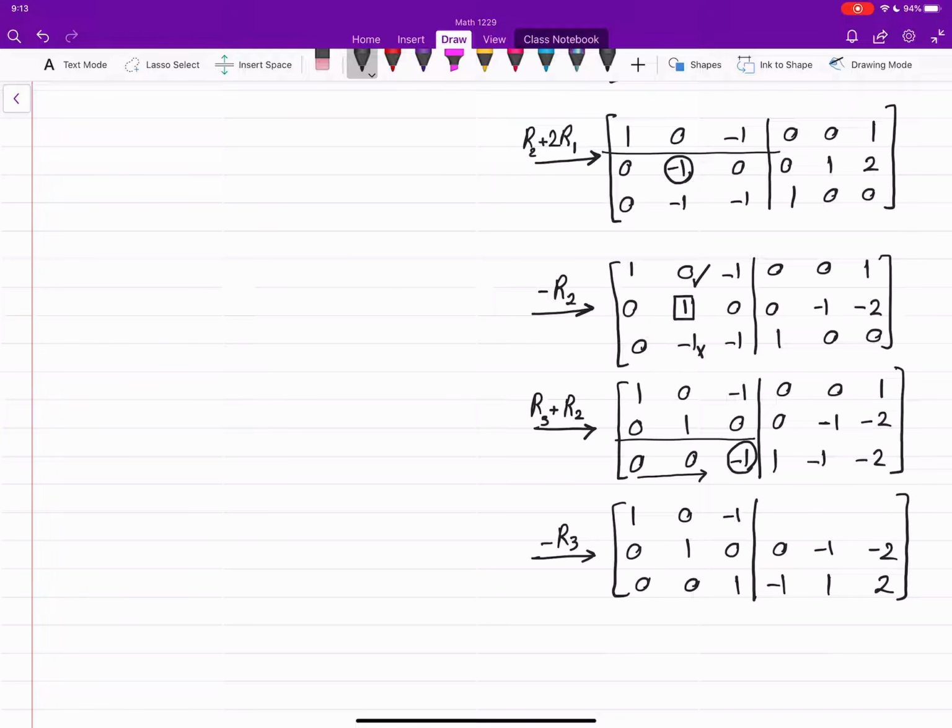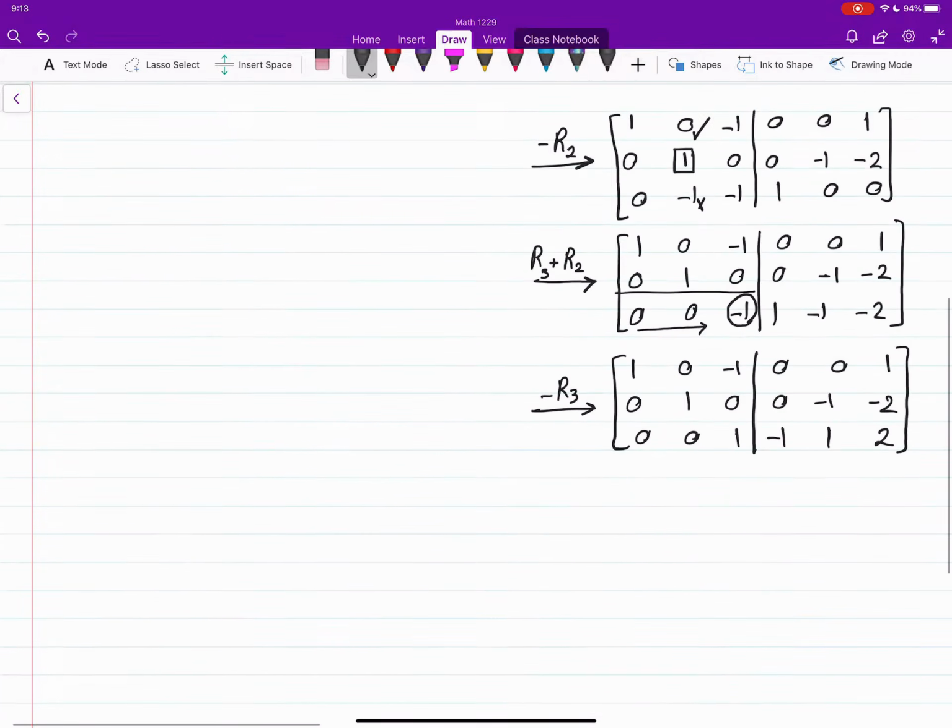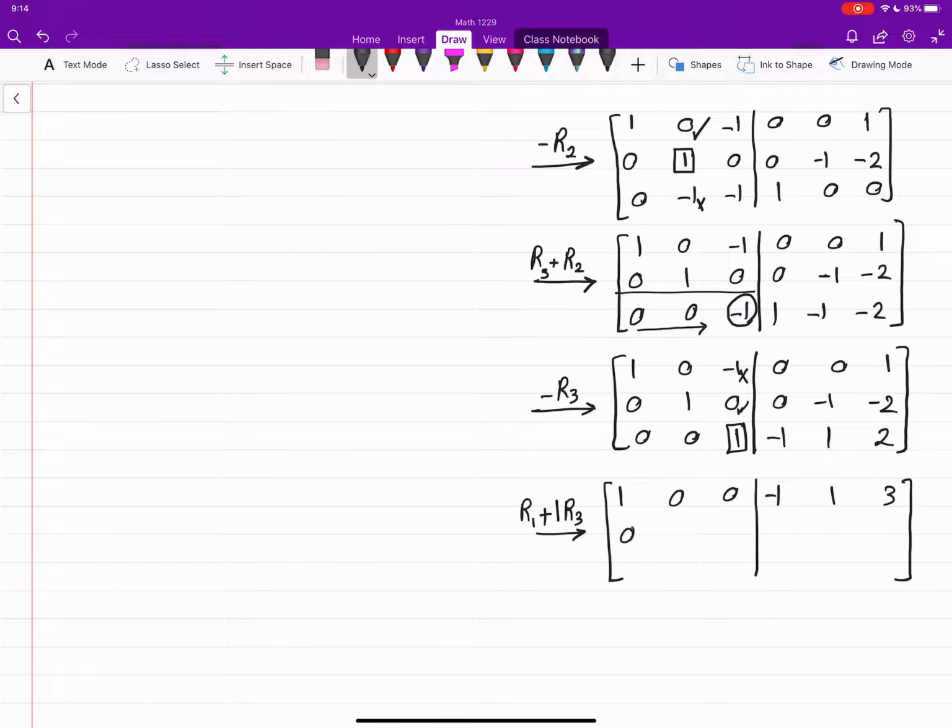Row 1 is 1, 0, negative 1, 0, 0, 1. Now we have our leading one in the good place. We have to turn everything else in that column 0. This is already 0. We have to make this one 0. So for row 1, we multiply negative of that, negative 1, which is plus 1, by row 3, the row with the leading one, and add it to row 1. So this will make this row 1, 0, 0, negative 1, 1, and 3. And the rest stays the same.